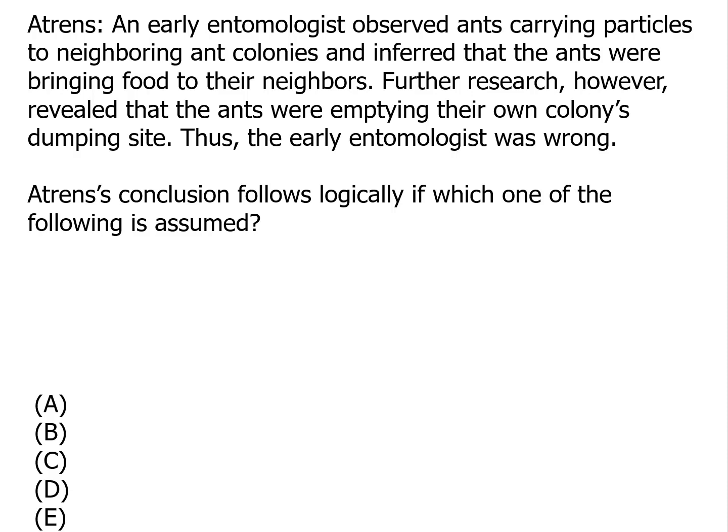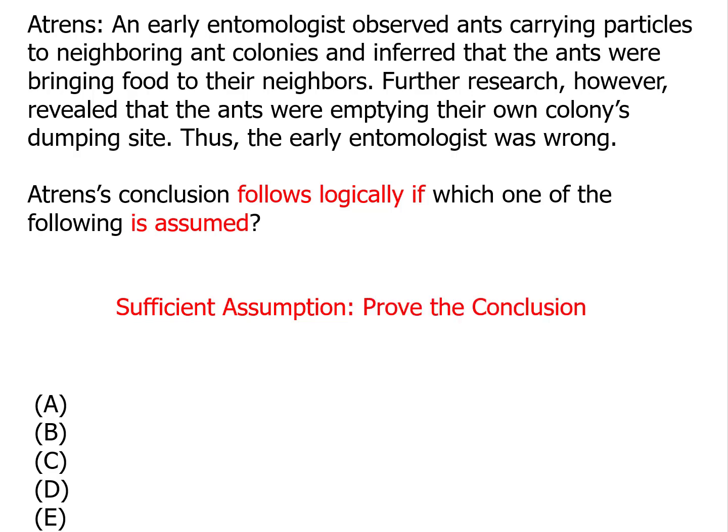Question 5. When the question stem asks for something that could be assumed in order for the conclusion to follow logically, you're dealing with a sufficient assumption question. On a sufficient assumption question, your job is to find an answer choice that, when added to the evidence already given in the argument, will guarantee that the argument's conclusion is absolutely true.